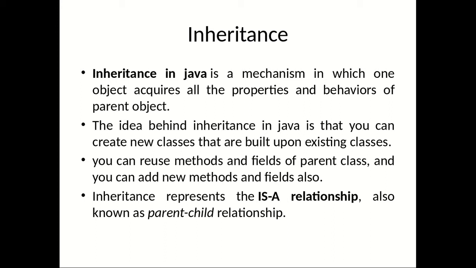Inheritance represents an is-a relationship. That is, suppose class A is the parent class and class B is the child class, then B is a child of A. That is known as the is-a relationship, which is also known as the parent-child relationship. The child can acquire all properties of the parent. That is about inheritance.